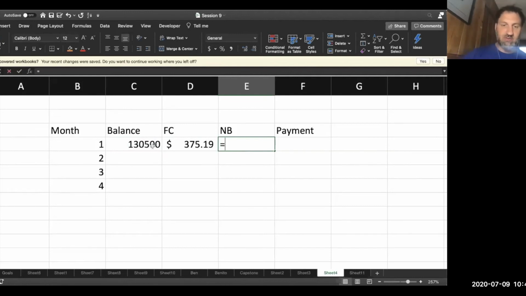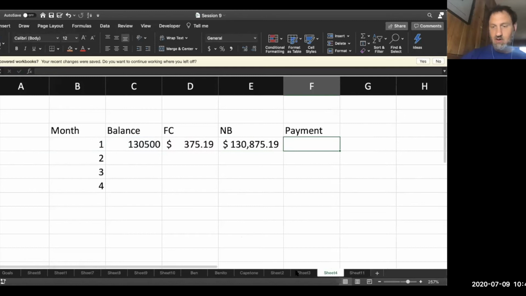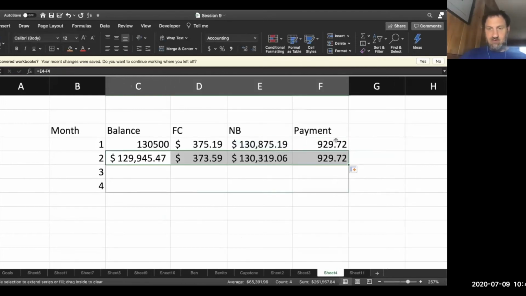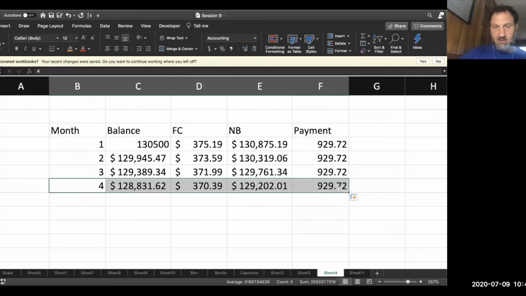Okay, then the new balance, we take this and we add it to that. The payment we looked at was going to be $929.72. Now, if we do $929.72, put an equal sign in front of that. Then we're almost ready to build our payoff table. Highlight those three. I can autofill all of them. Then I can highlight these four. I can autofill those. This payment is staying the same. That's good. This is going down. That's good. And then from there, I think I'm ready to run it out.